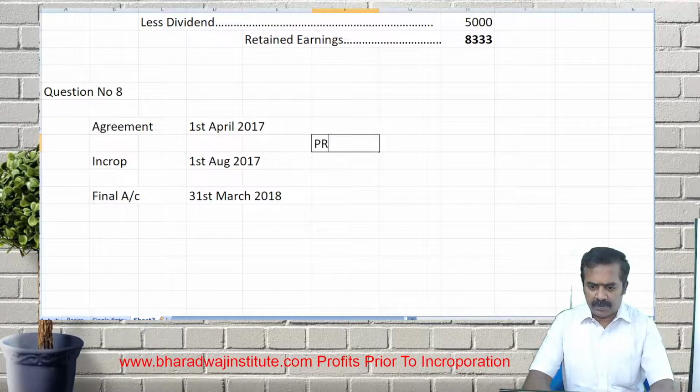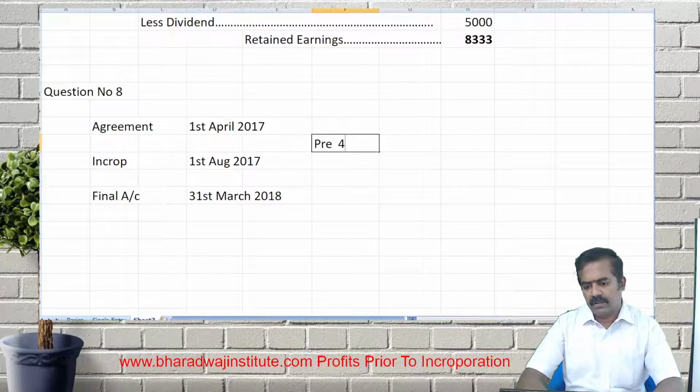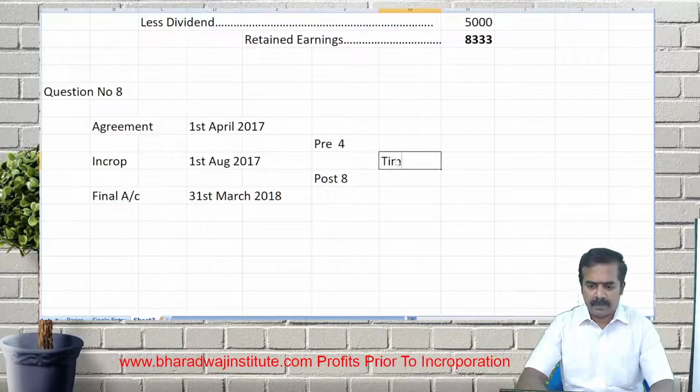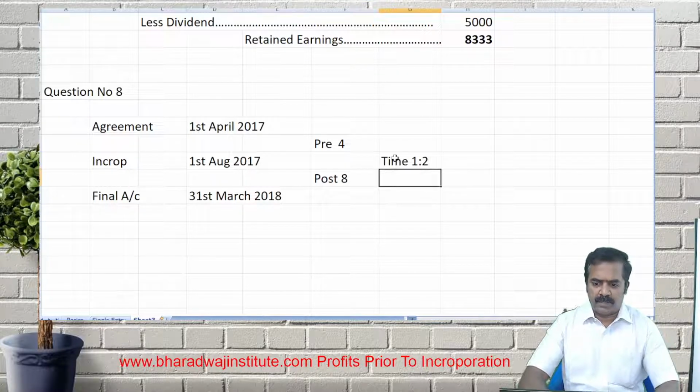So pre-incorporation, 3 months or 4 months? April, May, June, July. 4 months. Post-incorporation? 8 months. So time ratio? 1:2. Time ratio 1:2.